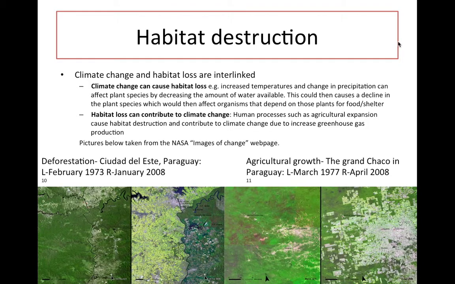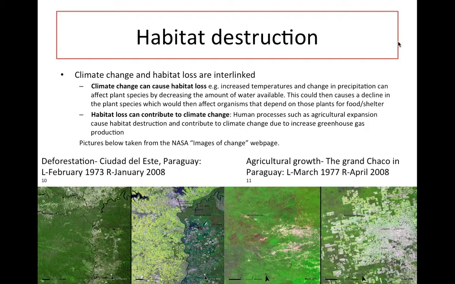So climate change and habitat loss are interlinked. Climate change can cause habitat loss, for example, increased temperatures and change in precipitation can affect plant species by decreasing the amount of water available. This can then cause a decline in plant species, which would affect organisms that depend on those plants for food and shelter. So with the alteration in the weather patterns and the climate in those areas, it will alter what species will thrive there. Another example, of course, are polar bears, and that's a very obvious one. Climate change is causing an increase in temperatures, which is causing a decrease in the amount of polar ice, which is obviously diminishing the polar habitat for the polar bears.